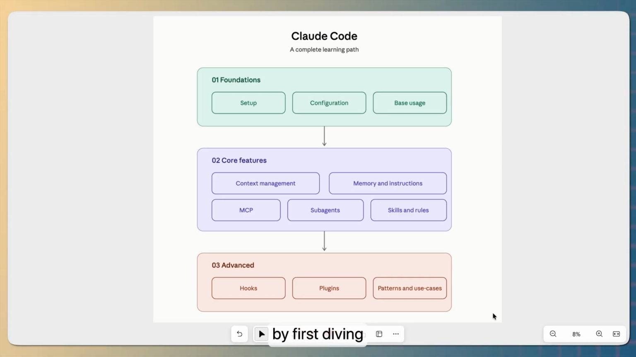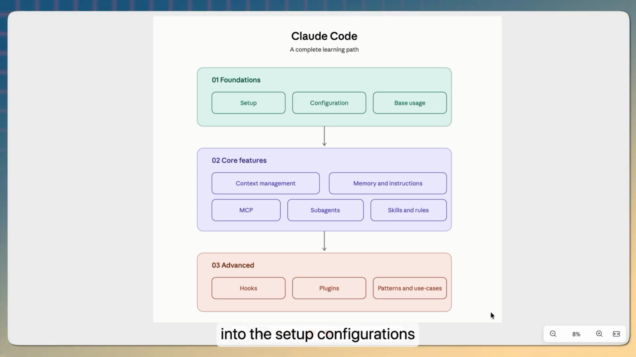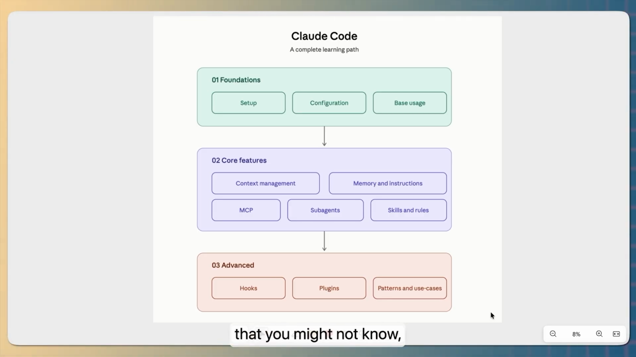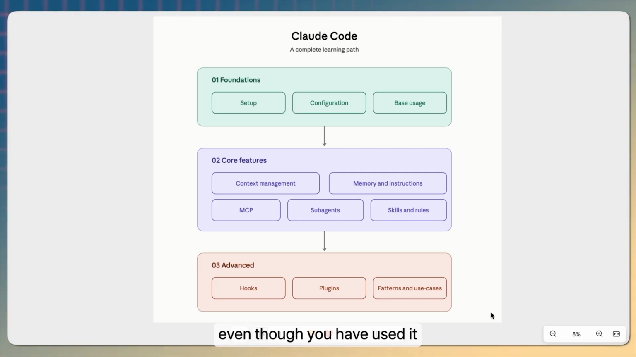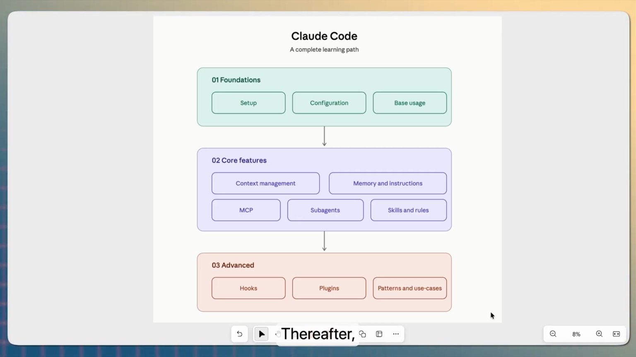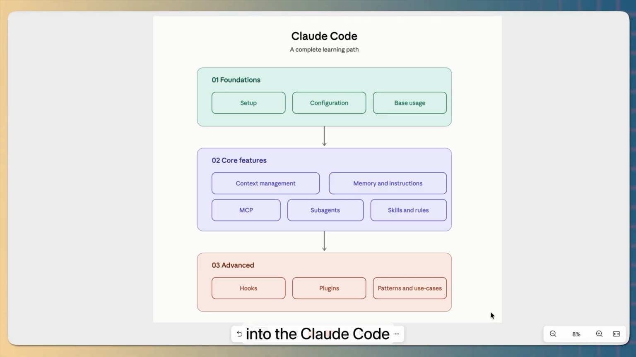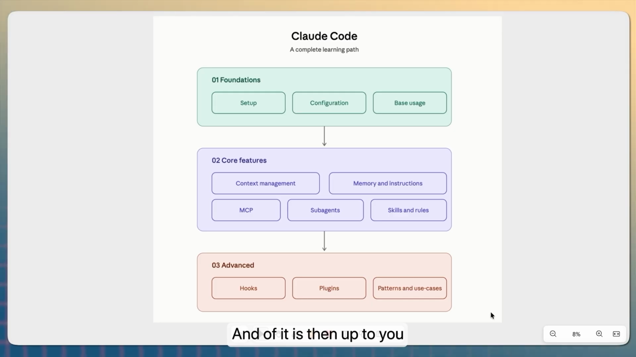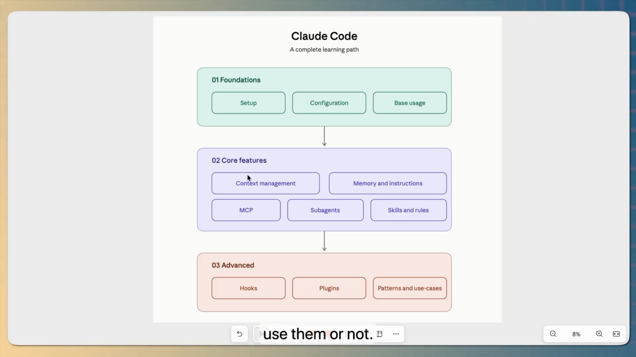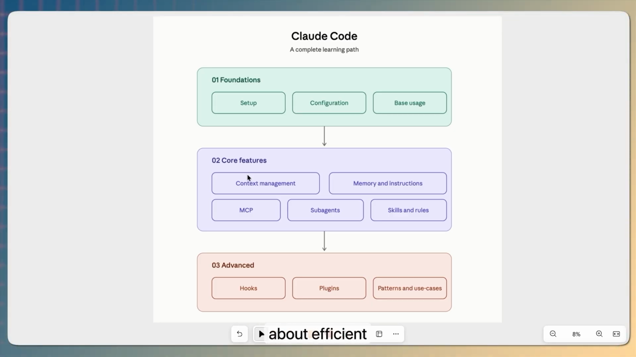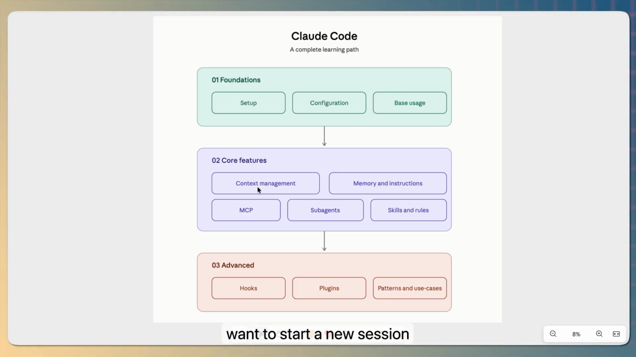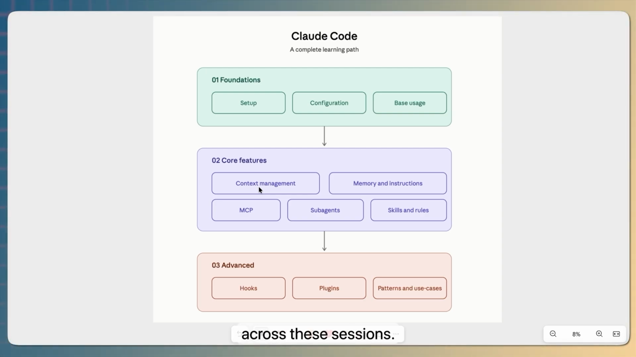We will start by first diving into the setup, configurations, and some important settings you should be aware of that can easily be missed. And here already you will see some ways of using it that you might not know, even though you have used it in the past. Thereafter, we will move deeper into Claude Code and explore all these advanced core features. Of course, it is then up to you whether you want to use them or not, but we will talk about efficient context management, like when to start a new session and how to manage the memory across these sessions.